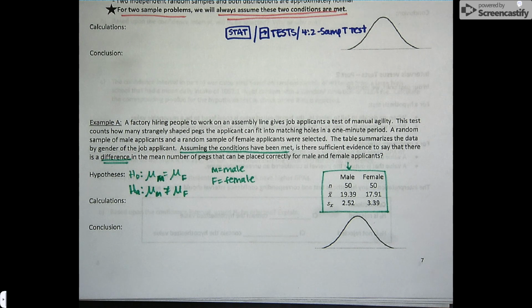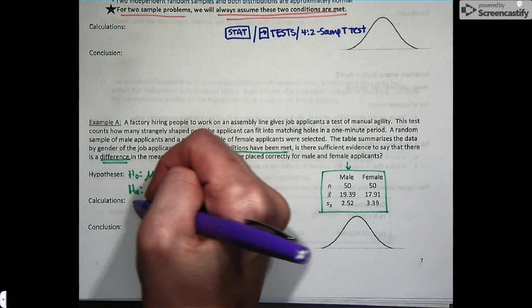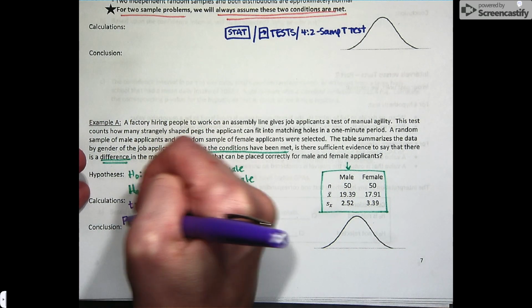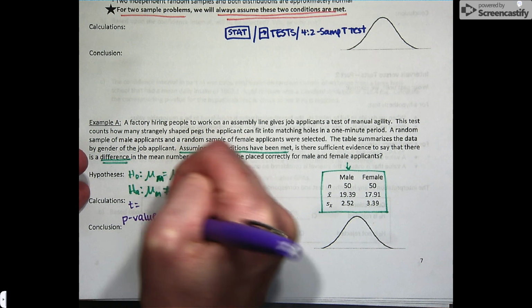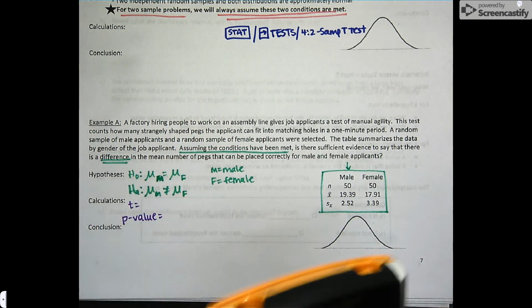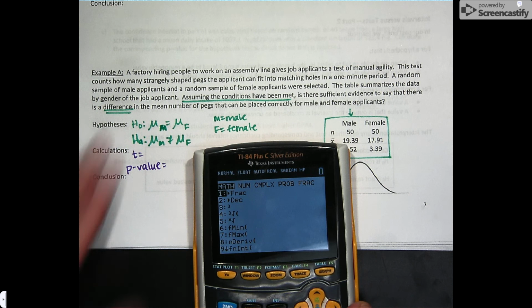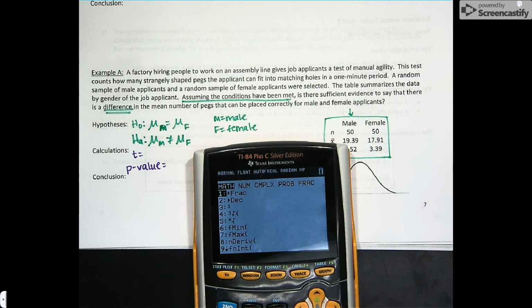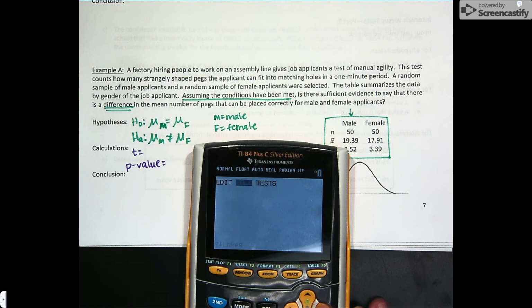Okay, so let's go over our calculations. Remember, for your calculations, you need a t-test statistic and a p-value. And I'll show you one where I have the calculator shade for us and one where it doesn't. And that way you can figure out which one you want to go with. So the first one, I'll have it shade for us. So I'm going to go to stat and then test. Oops, not z-test. So stat and then test number 4 for 2 sample t-test.